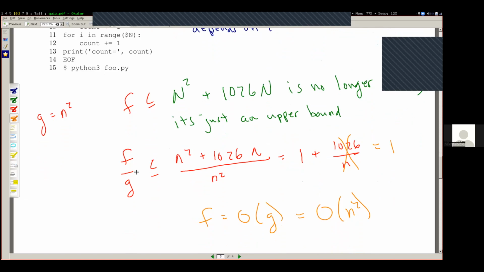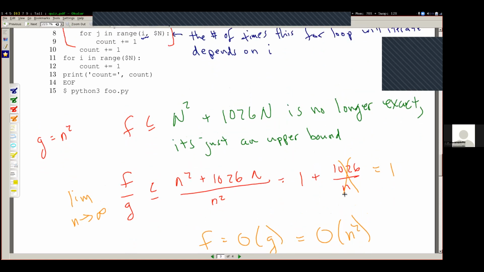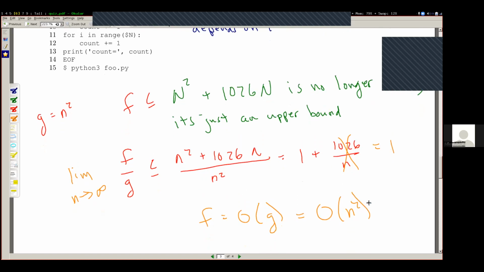Substituting into my f over g, taking the limit as n goes to infinity, we see that we can prove that it's less than or equal to 1. We can't say anything about whether it's greater than 0 at this point. And so all we can say is that f equals O of g, or O of n squared. So we have this upper bound guaranteeing that our runtime is not going to be too big, but we can't say that the runtime is definitely going to be small.